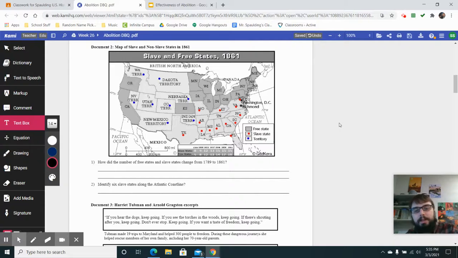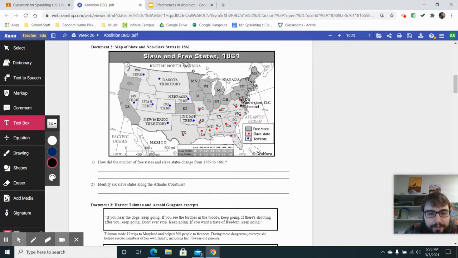Document 2, I'm not going to answer for you guys, but we're going to go ahead and take a look at it real quick. I can see it's a map. It says map of slave and non-slave states in 1861. So we can see this. If I look at my key real quick, the dark gray is free states.